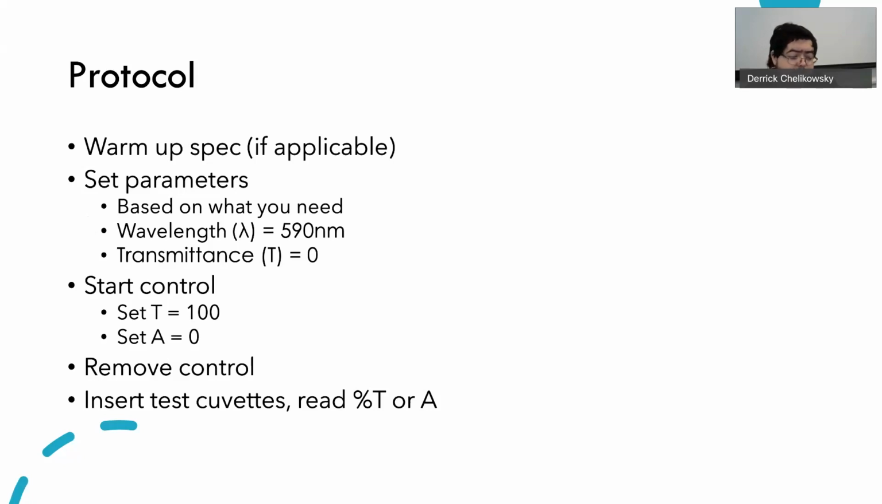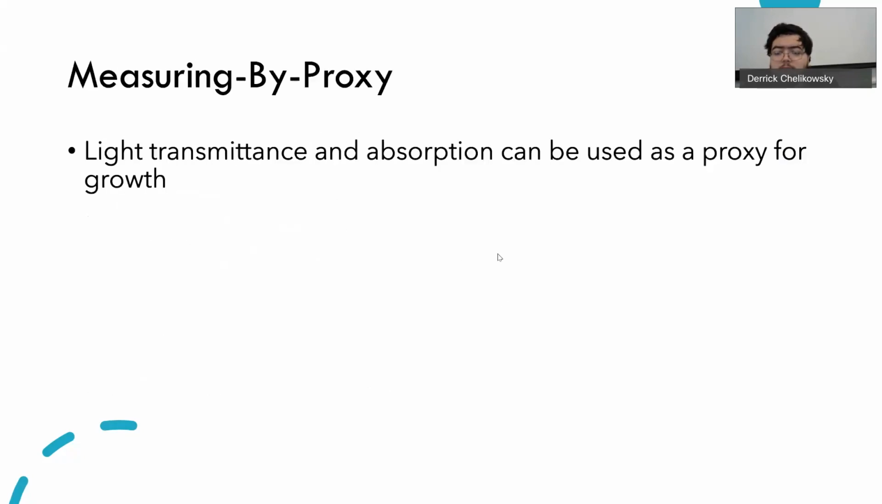Your cuvettes are small test tubes that have your sample in it. You want to make sure that they're free of any type of debris, free of any type of external coating. You want to make sure they're clean glass. You want to clean the outside, because we are measuring light. Now, this is also known as measuring by proxy. And the thing with specs is that light transmission and absorption can be used as a proxy for growth.